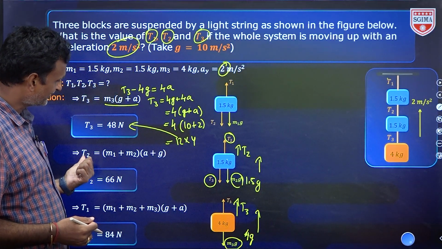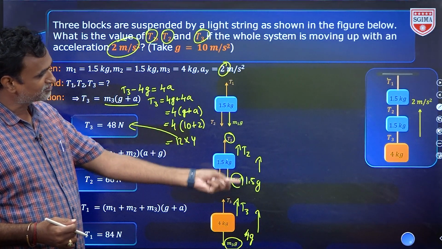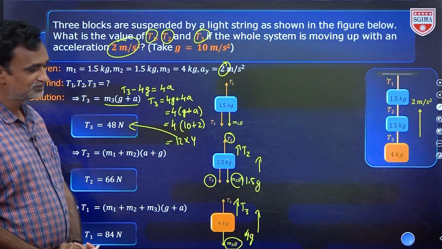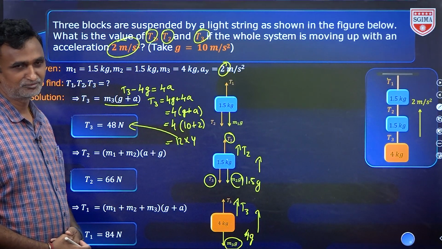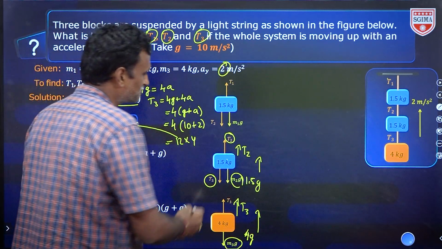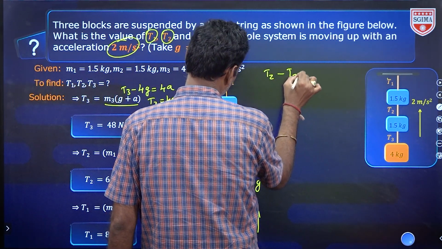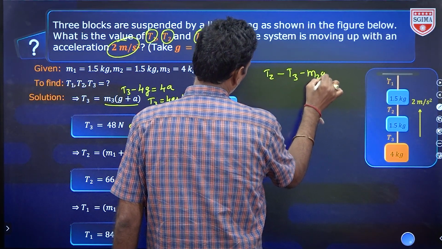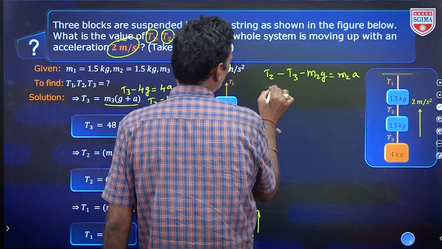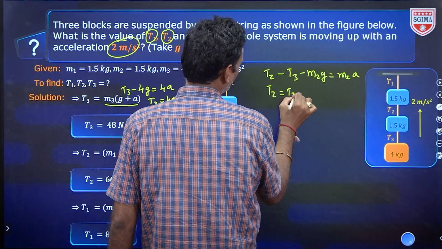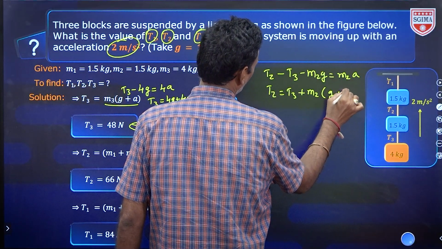You can see T2 minus T3 minus M2G equal to M2A, right? But T3 value we already got. Directly we can write. Okay? So simply we can solve for this one. T2 minus T3 minus M2G equal to M2A. T2 equals T3 plus M2 into G plus A.